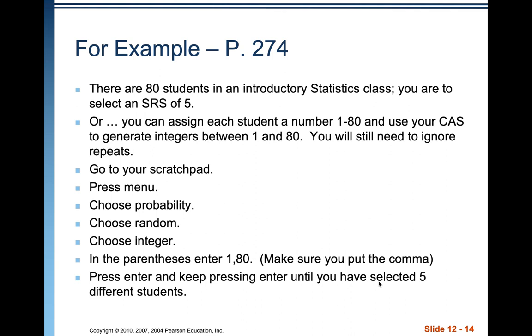You will still need to ignore repeats. So I have the steps there: scratch pad, menu. This is a probability thing. So probability, it has to do with randomness. So random, and we want integer. So integer. And then make sure you do 1 comma 80 and press enter and keep pressing enter until you have selected 5 different students.